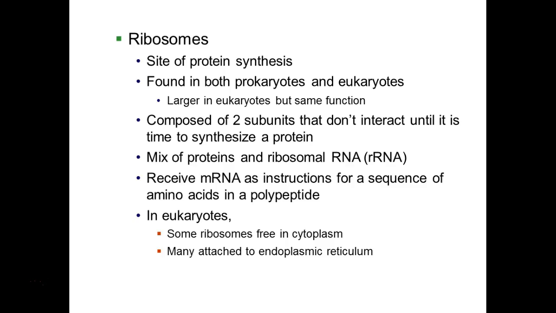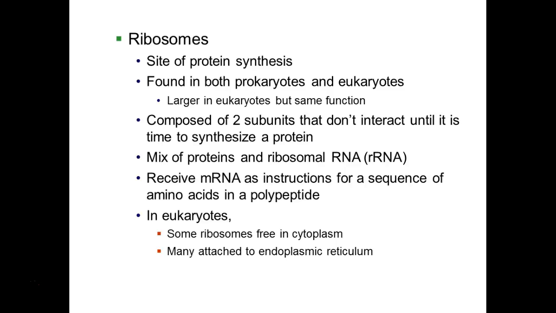Okay. The ribosomes are actually a stage upon which proteins will be synthesized. So remember the central dogma, DNA to RNA to proteins. So the ribosome is going to be reading a message that is made of RNA and synthesizing proteins. Now remember, we do find ribosomes in both prokaryotes and eukaryotes. They're just larger in eukaryotes, but they have the same function, protein synthesis. Ribosomes are made of two subunits, and the two subunits are apart from one another until it's time to make a protein. They're made of a mix of proteins and ribosomal RNA.